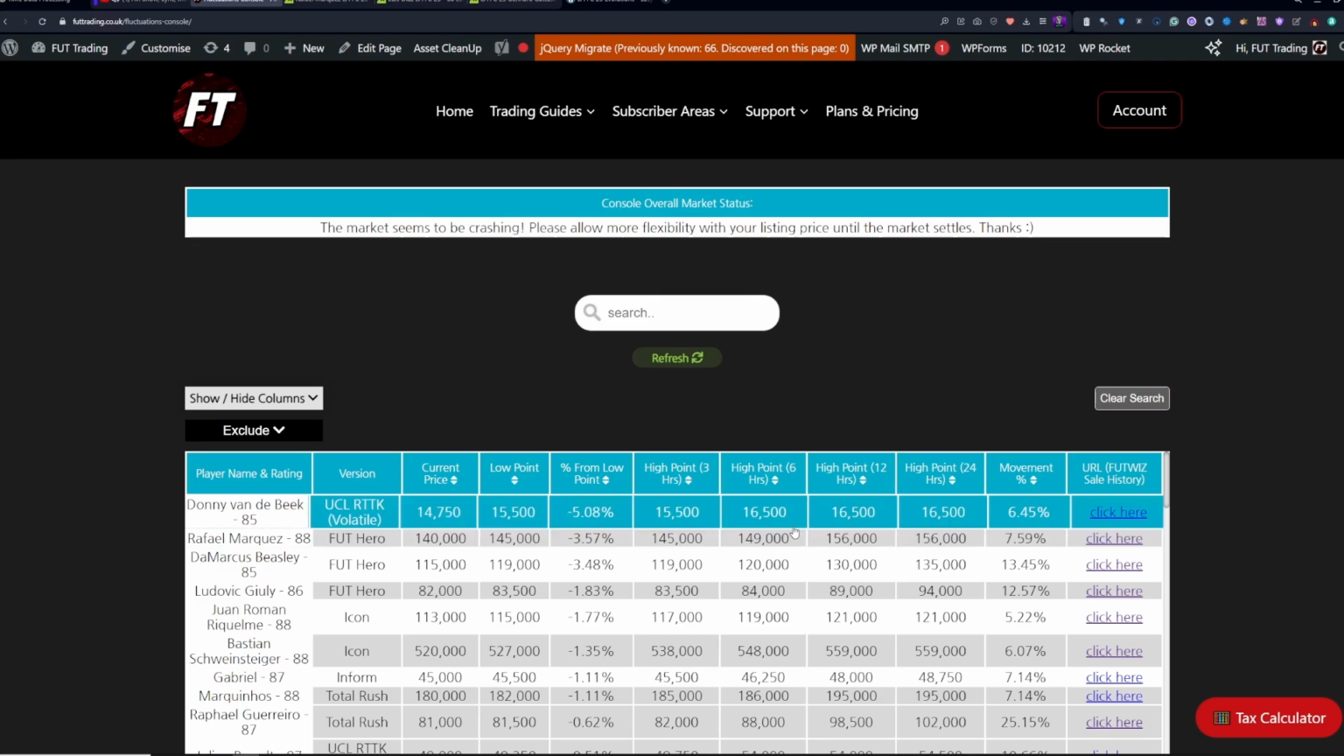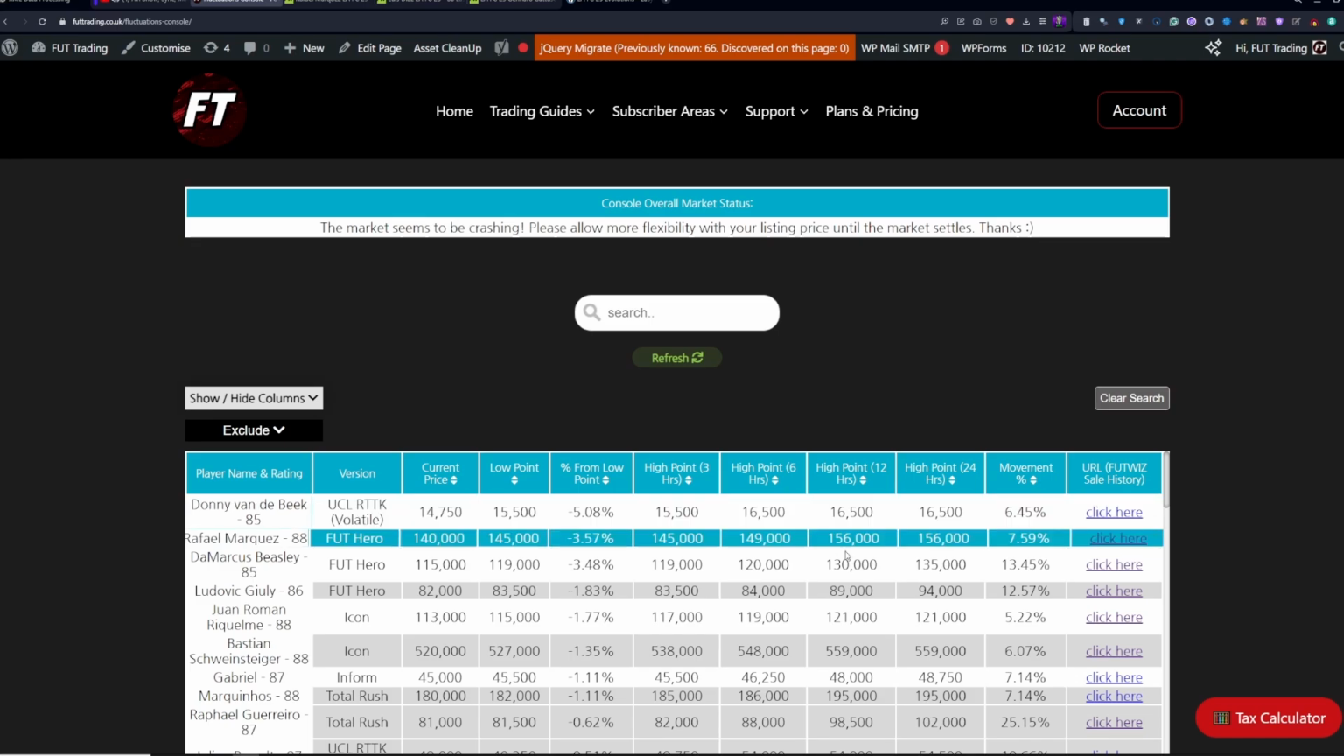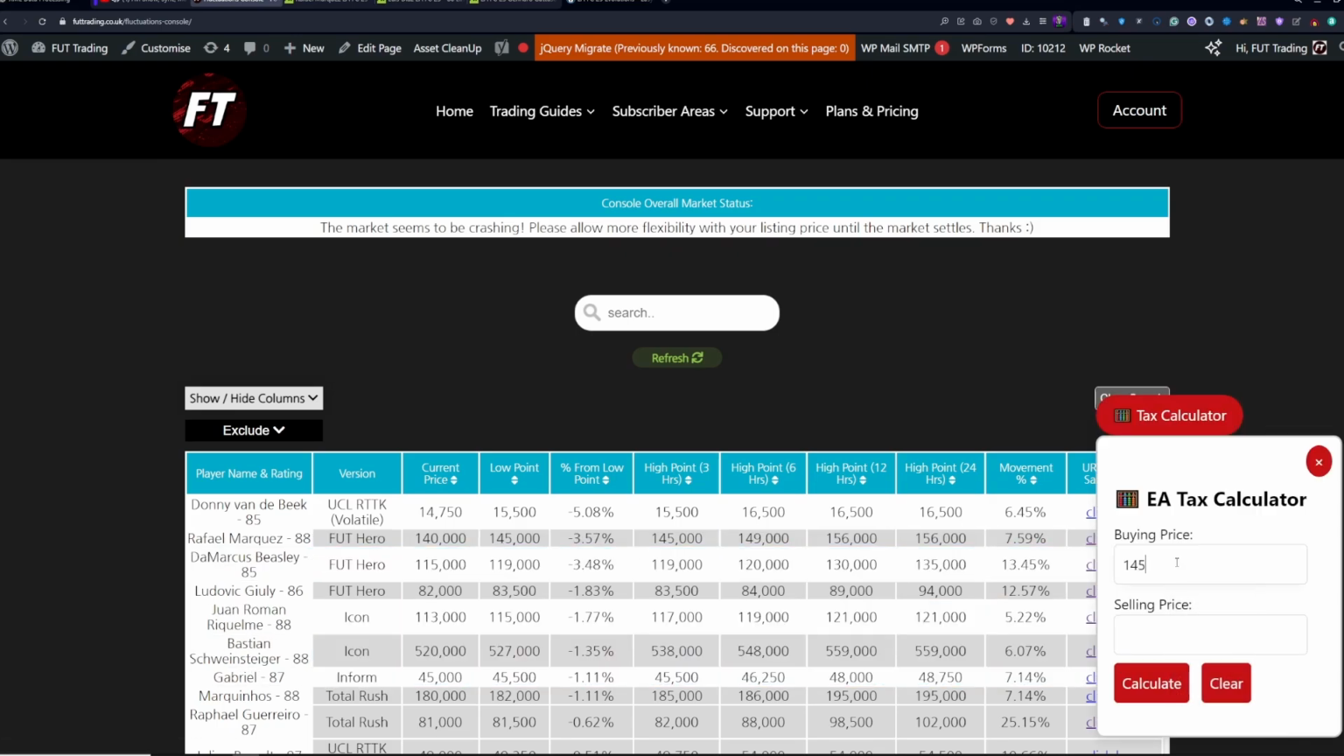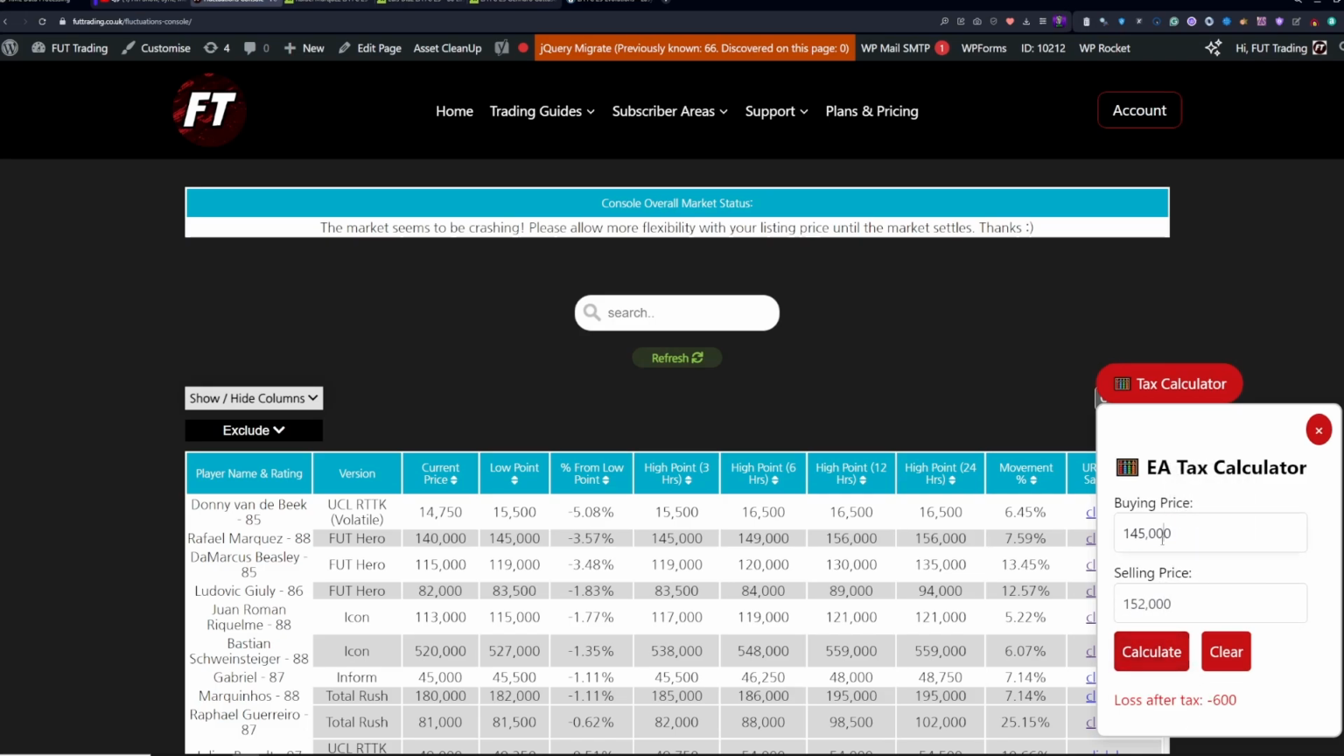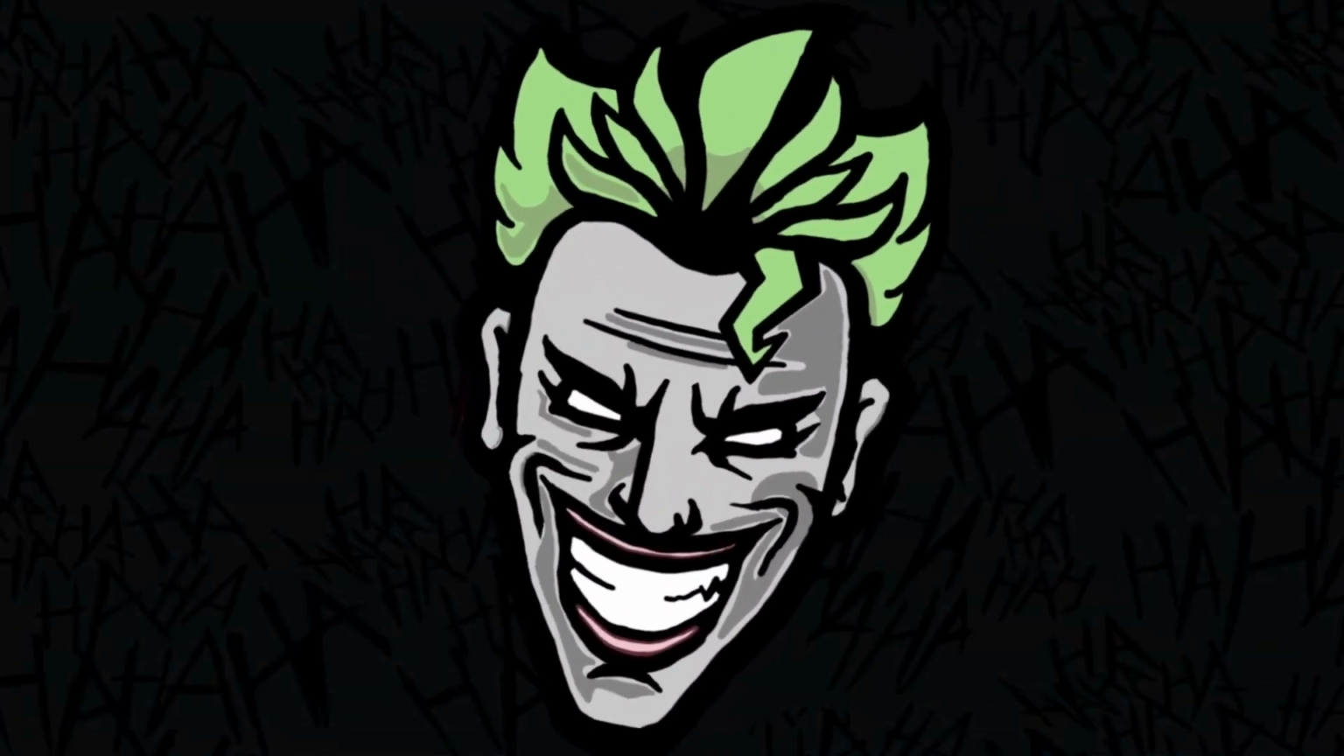So if we say we're going to sell for 152 here, and the card's low point is 145, you couldn't buy at the low point to make money, right? You'd actually lose like 500 coins, I'm pretty sure. However, if you were to buy for 140, you'd make about 5,000, right? 4,400. So you'd go into game on this card and check if that was there.